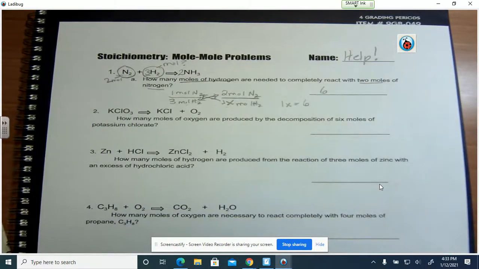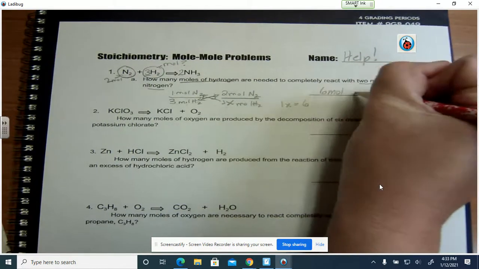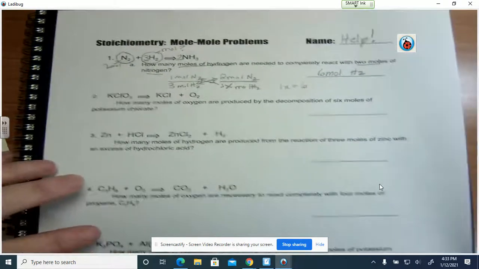And you can't just have numbers. In science, we need to have units. So we're going to have 6 moles of hydrogen. That's the value that would go there. Okay, that's the correct ratio. So 6 moles of hydrogen would react with 2 moles of nitrogen. Okay, so let's keep going down.